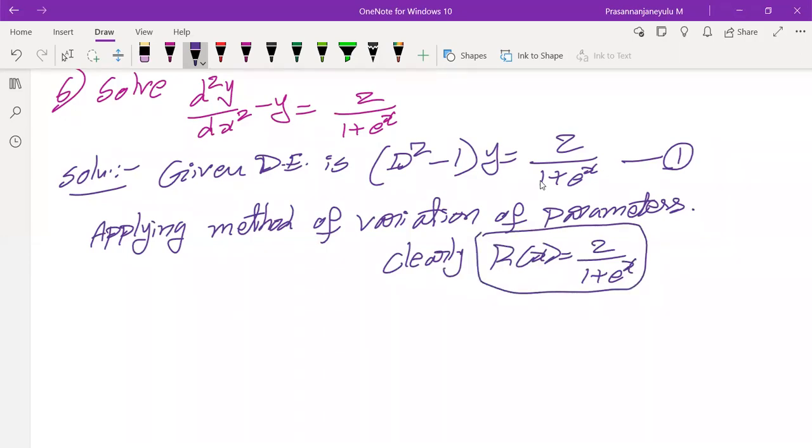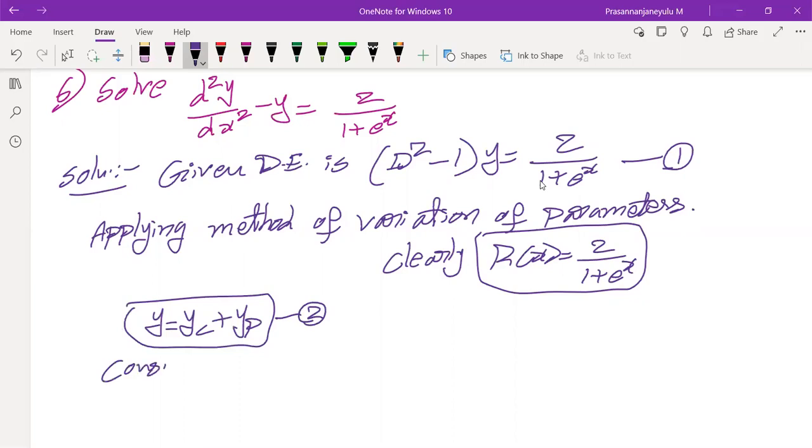What is the general solution? y equals yc plus yp. Taking it as equation number 2. And we need to find the complementary solution. For finding the complementary solution, consider the auxiliary equation.